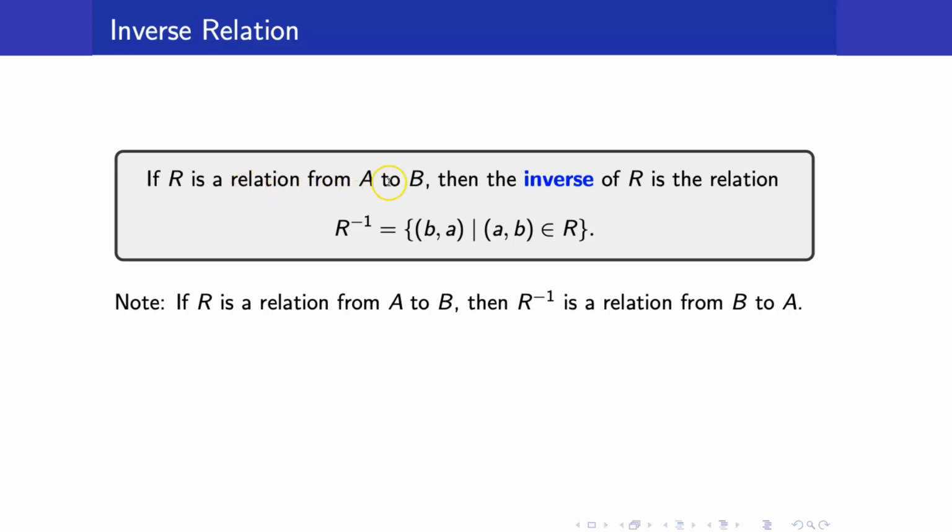If R is a relation from A to B, then the inverse of this relation is this set: the set of ordered pairs (b, a), where (a, b) is an element of R. So take note that in order to get the inverse relation of a relation, all you have to do is switch the first and second entries. And take note that if R is a relation from A to B, therefore, its inverse relation is a relation from B to A.